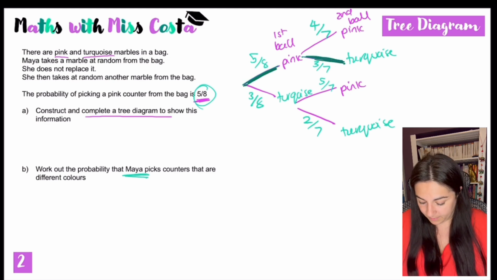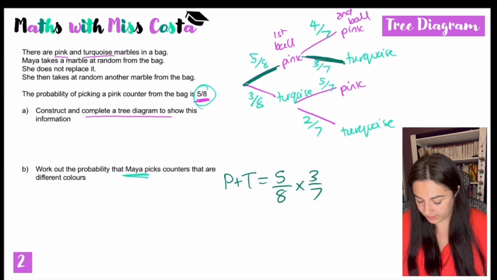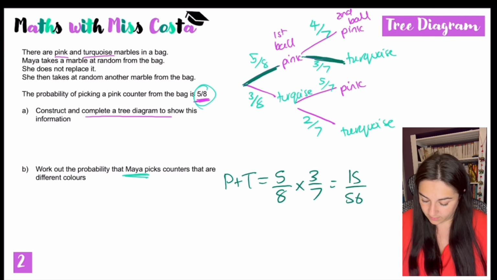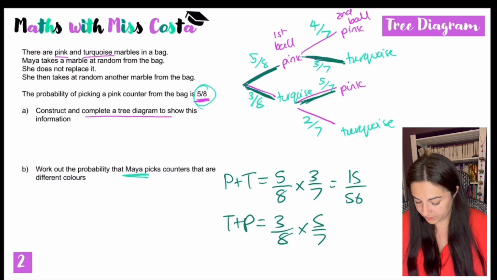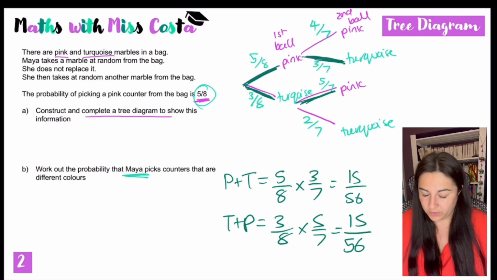So to get a pink and a turquoise, that would be 5/8 times by 3/7, which is 15/56. What other route could I take? I could go turquoise and then pink. So turquoise and pink is 3/8 times by 5/7, which is 15/56.